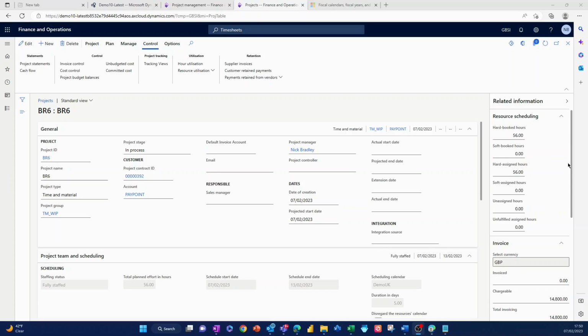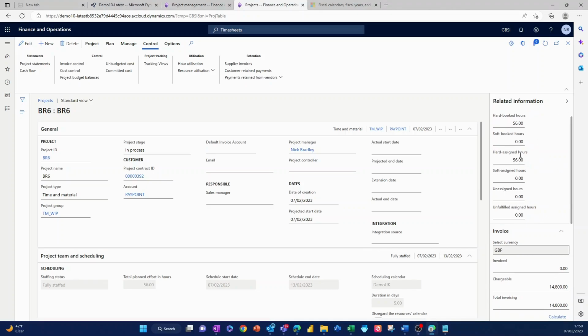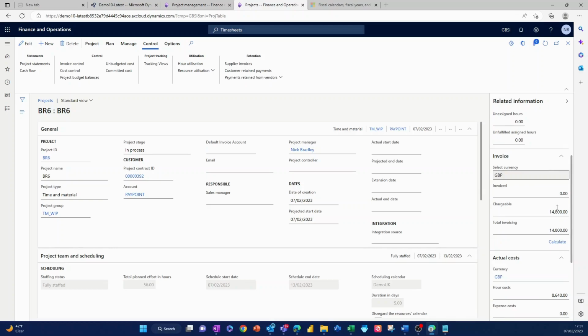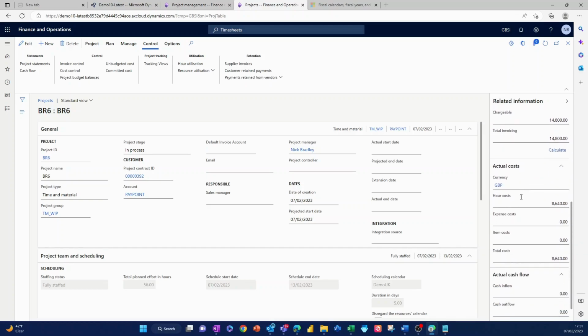which will show us our resource scheduling status. We booked 56 hours on this project, and they were hard assigned, and actually we've used some. We have invoicing statistics here to calculate what's chargeable. So our total invoicing at the moment is 14,800, and we haven't invoiced anything yet.